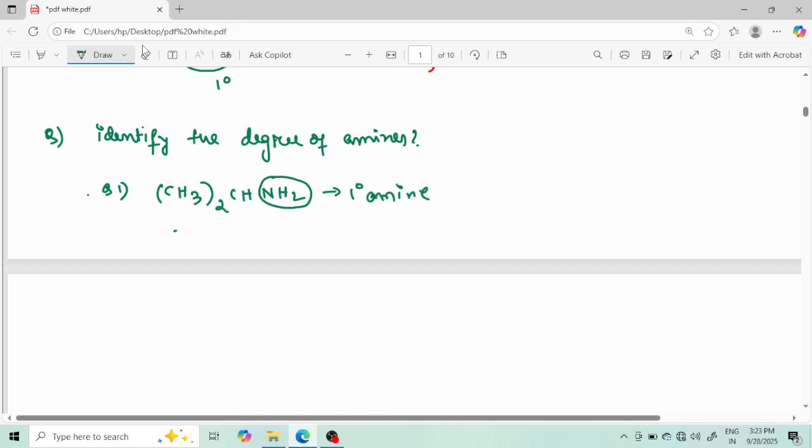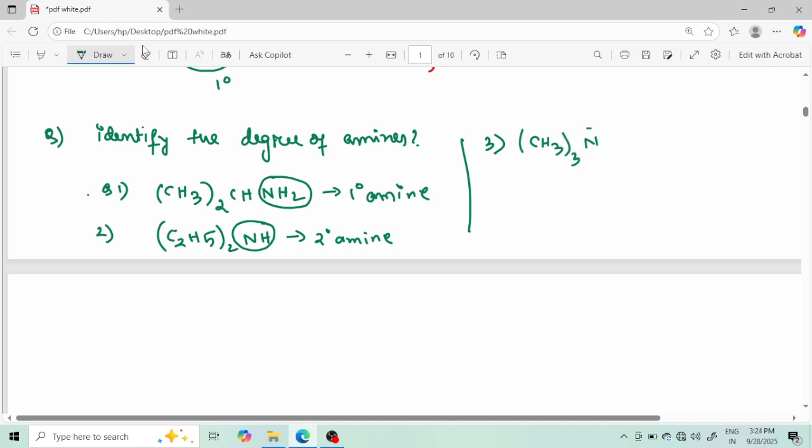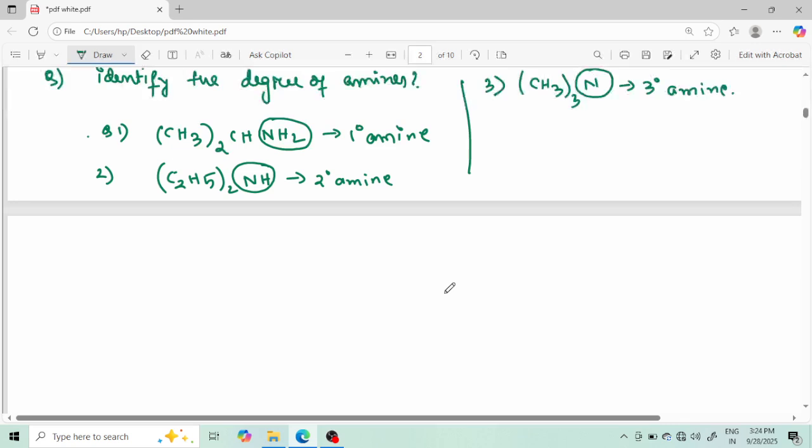right? Second question is, if I give you this one, (C2H5)2NH, here this one has 1 hydrogen, so I will say it's a 2 degree amine. Let's do one more question, the third one. Let's say I'm giving (CH3)3N. So on this nitrogen there is no hydrogen, so I can say it's a 3 degree amine. Okay, easy. So with this we are done with the classification of amines, like how to identify primary, secondary and tertiary, also called 1 degree, 2 degree and 3 degree amine.